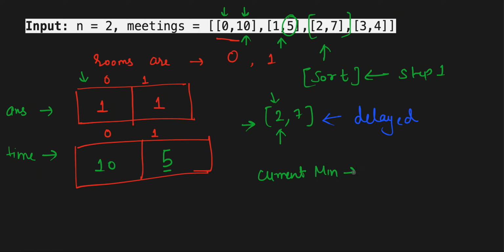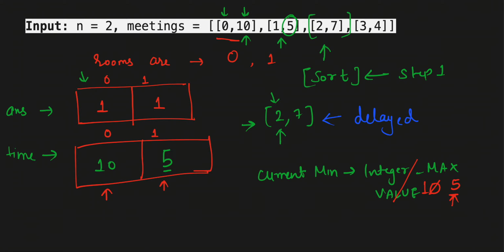I will be maintaining a current min, which is initialized to integer max value. Now I came to 0 index, current min gets updated to 10. Then I came to first index, my current min gets updated to 5, and then the iteration stopped. So this delayed meeting should be inserted in the minimum time, the current min, which is 5 at index 1.